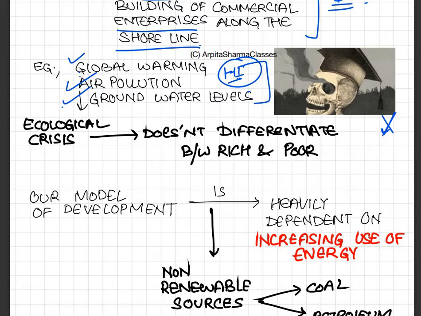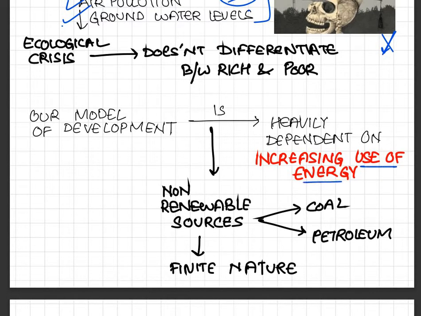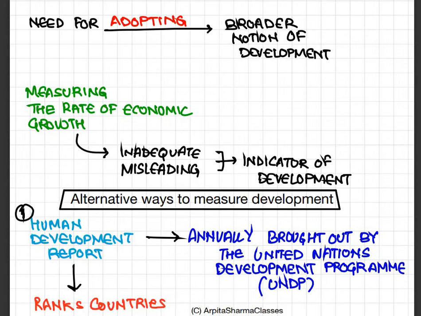We have to understand that. So our model of development is heavily dependent on increasing the use of energy. Do you understand the amount of petrol that we are using in our cars, how negatively it is impacting the environment? So that is the problem over here. Our model of development is focused on and heavily dependent on increasing use of non-renewable sources of energy, coal, petroleum, which is not infinite in nature. It is limited, it is finite in nature. So there is a need for adopting a broader notion of development right now.